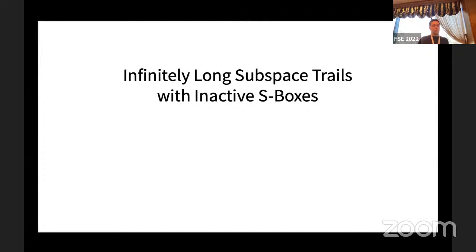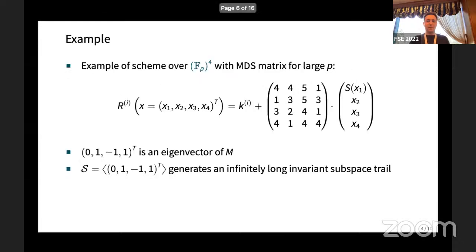All right, so we had two cases. We considered both inactive and also active Sboxes. So let me start with the inactive Sbox case. Here we see a classical round function of some partial SPN. So the Sbox is applied to the first word, and then we have some matrix multiplication, and then we have some round constant, or round key addition. And we work over a prime field here.